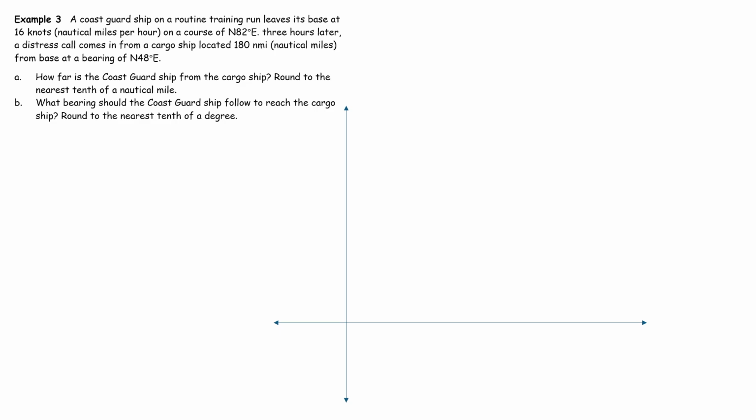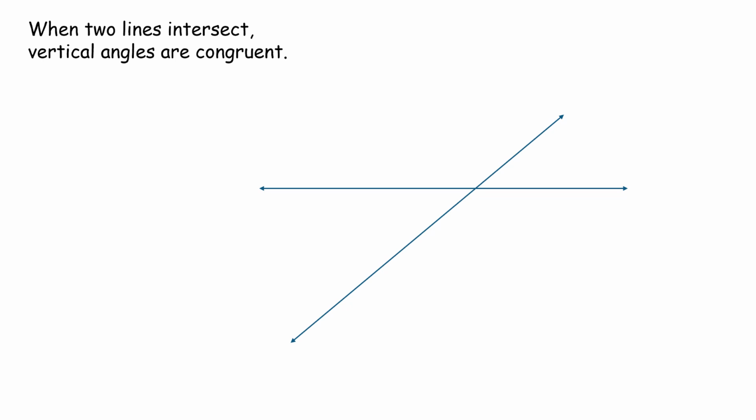Okay, I want to re-go over this example 3 from lesson 6.3, but first I want to talk about a little geometry that I want to make sure everybody understands, because we haven't really talked carefully about this, and I want to make sure everybody understands what happens when parallel lines are cut by a transversal and all that. So when two lines intersect, vertical angles are congruent.